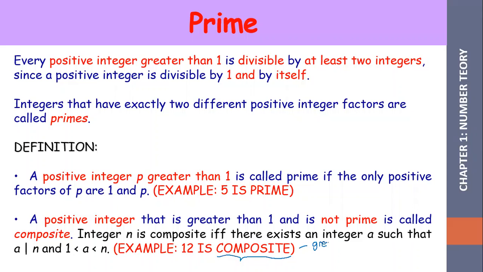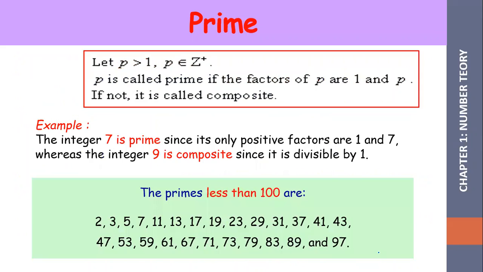Composite number: greater than 1 and also not a prime number. Okay, so we go into more details.